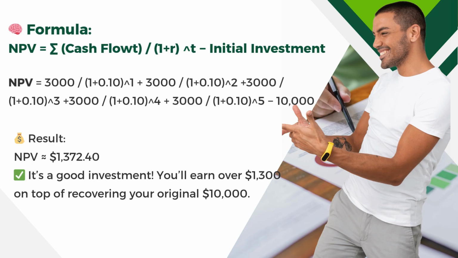Formula: NPV equals the summation of cash flow sub t divided by (1 plus r) to the t, minus the initial investment. If NPV is positive, the investment is good. If NPV is negative, you'll lose money.